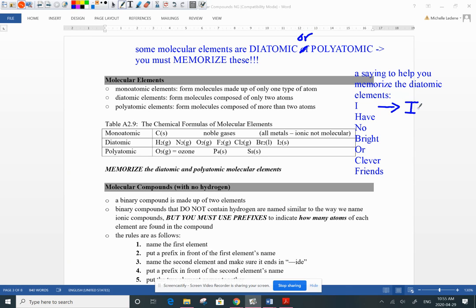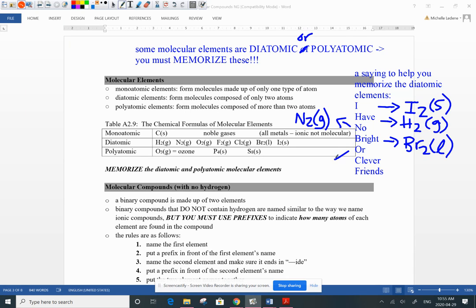Well, I for iodine, and it's I2, and it is a solid. Hydrogen, H2, and that is a gas. What is the N for? Well, it is N2, and it is a gas as well. What is bright? Well, Br2, and that is a liquid. It's the only liquid non-metal. O for O2, gas. Clever for chlorine, Cl2, gas. And F, fluorine, and that is F2 gas. So you have to memorize these diatomic elements.